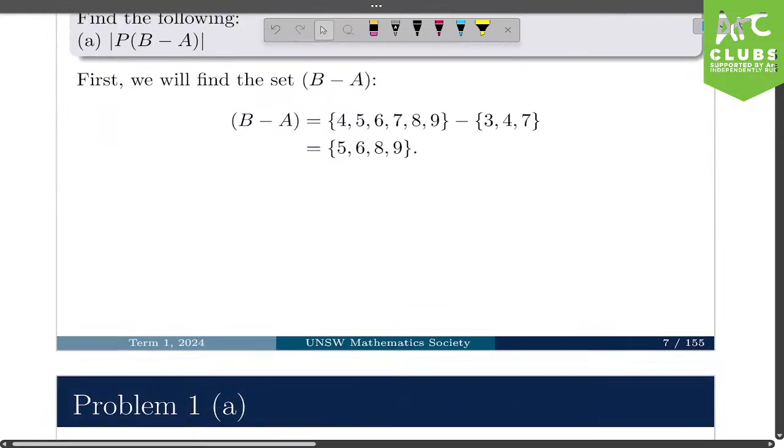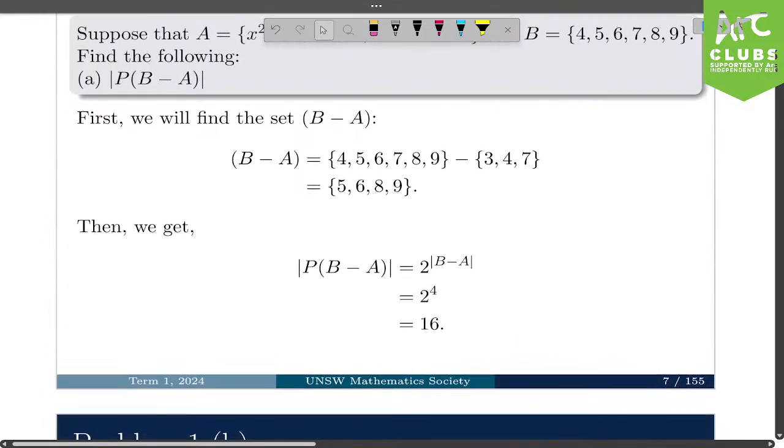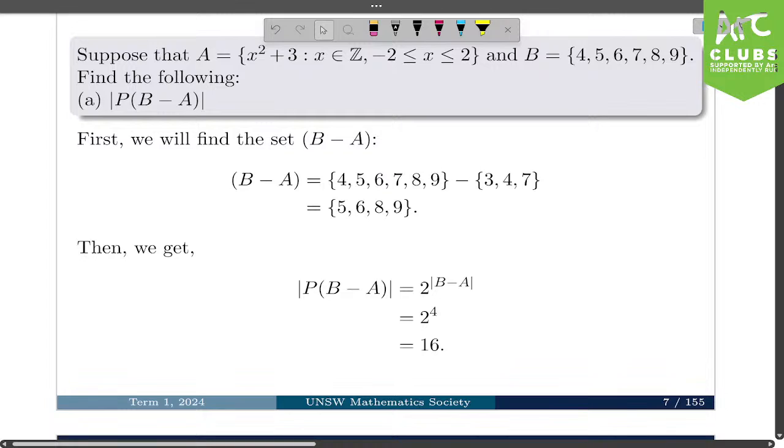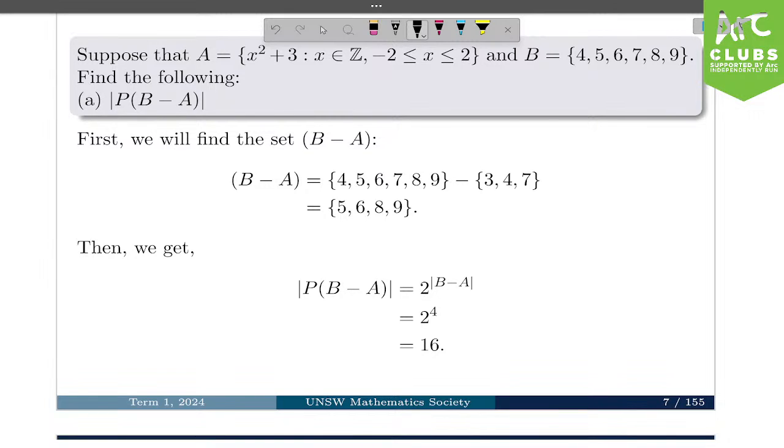So we've got this B minus A, this set, and we need to find the size of its power set. So this is pretty easy. We already know how to find the size of a power set. It's 2 raised to the power of the size of the original set. So we get that the size would be 2 to the power of that size, which is 2 to the 4, which is 16.